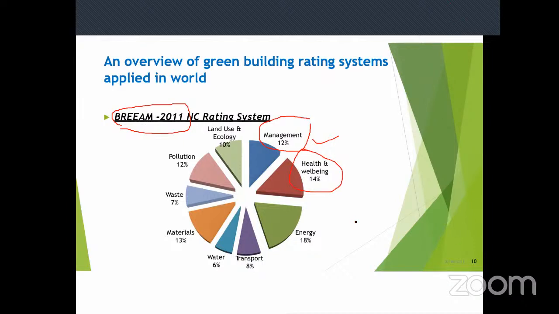When we talk about energy, I have already told you many concepts. Energy efficient lighting, daylight analysis, so windows analysis, whether vertical shades are there, horizontal shades are there. That analysis is there in the energy.